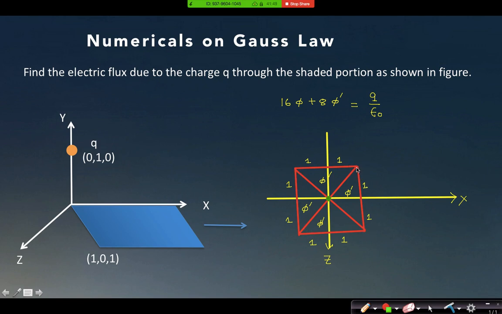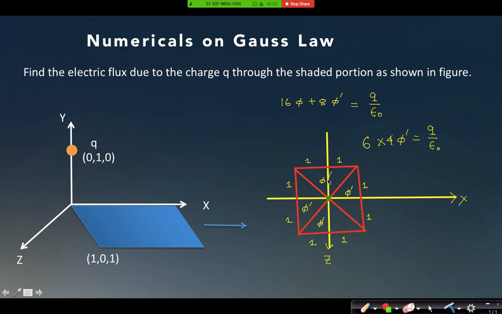Tell me. Again, 6. How many squares do we need to bound this charge q symmetrically? 6. Because 6 squares will form a cube. Right? So can I say that 6 multiplied by 4 phi prime is equal to q by epsilon naught? Have you got this concept?